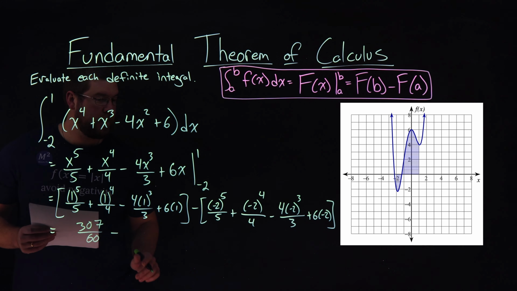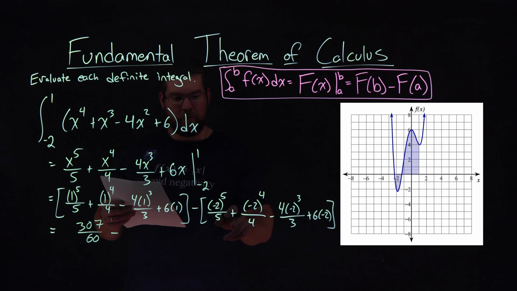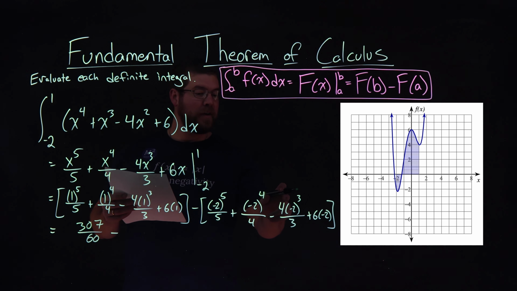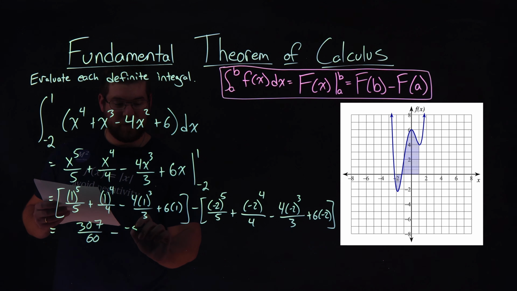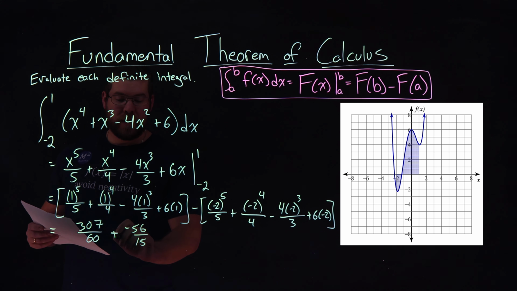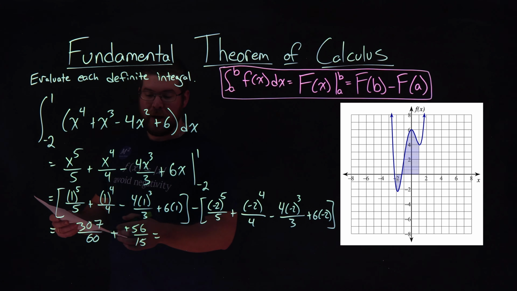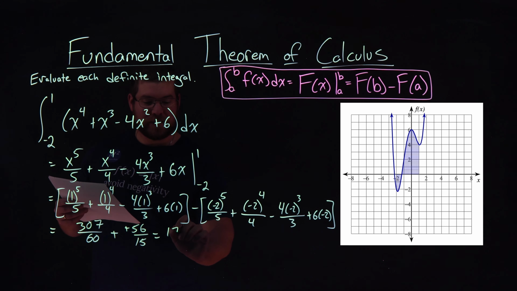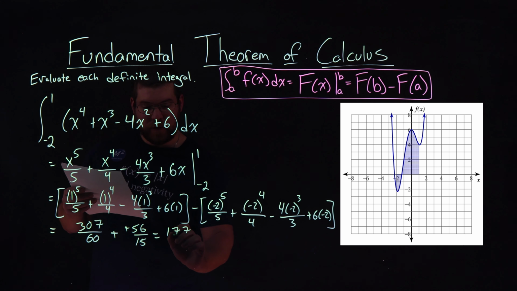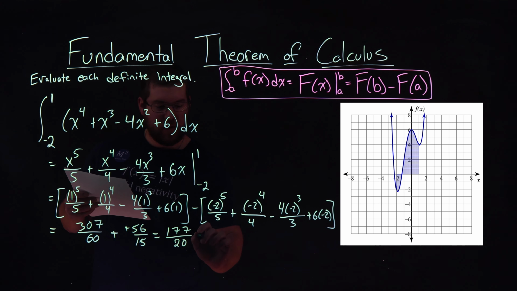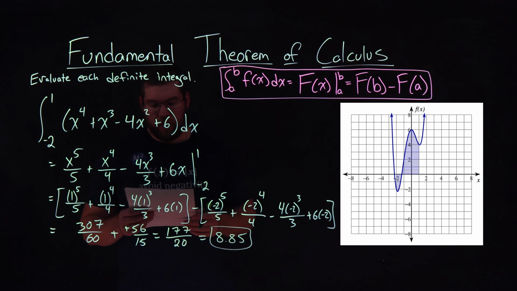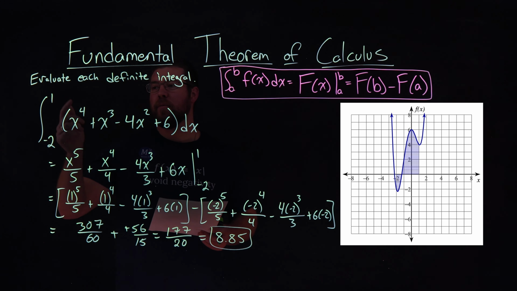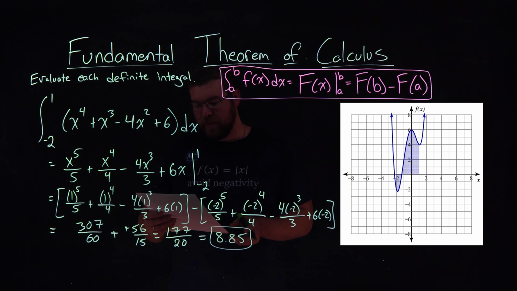You're welcome. This right part here, -2 to the fifth power over 5 plus -2 to the fourth power over 4, minus 4 times -2 to the third over 3 plus 6 times -2, comes out to be -56 over 15. Well, subtracting a negative, adding a positive here, you should know that. And when we add these two fractions, we get 177 over 20, which comes out to be 8.85. And so when we find our definite integral from -2 to 1 of our function, our final answer is 8.85.